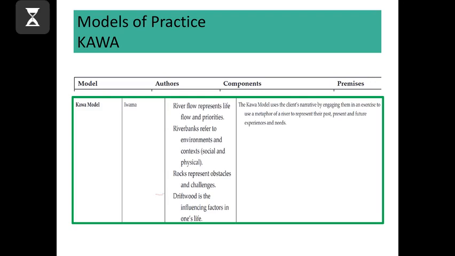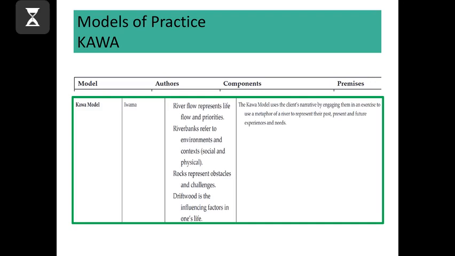So picture a river going by. The river banks refer to the environment and context, both social and physical, that shape the flow. And then there are sometimes obstacles and challenges in our lives, and those are represented by rocks in the river. And the driftwood is the influencing factors of one's life. So this is a really unique, fun to use, interesting model of practice.